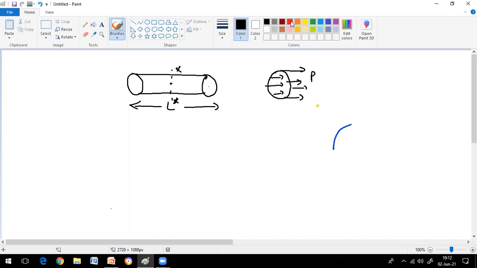So what will be your resisting force? Your resisting force should always be in the opposite direction. Then only your cylinder is going to be safe with respect to the longitudinal burst, right?